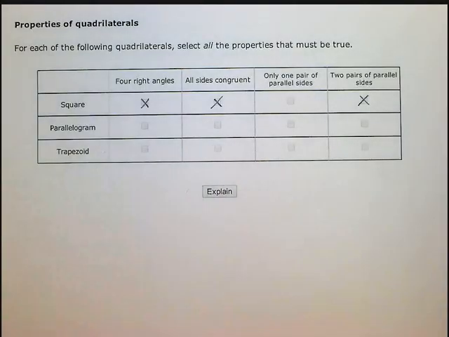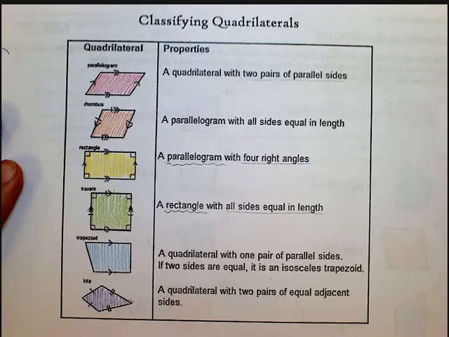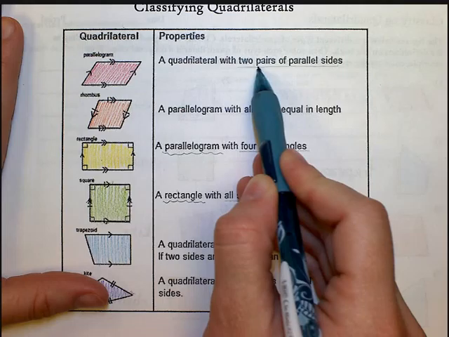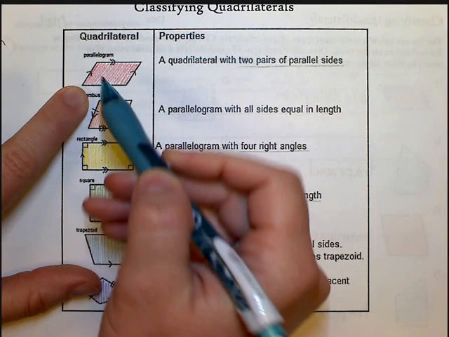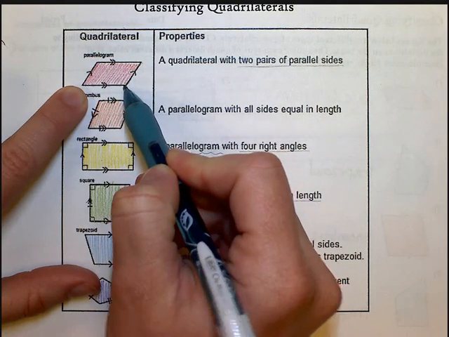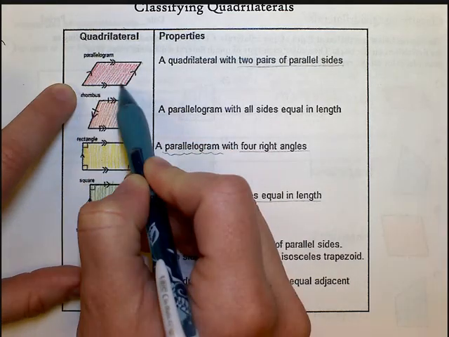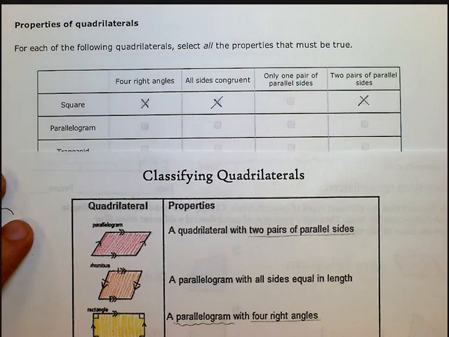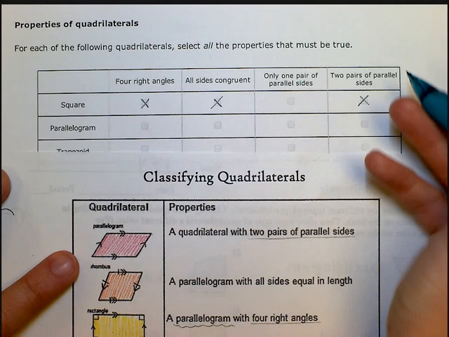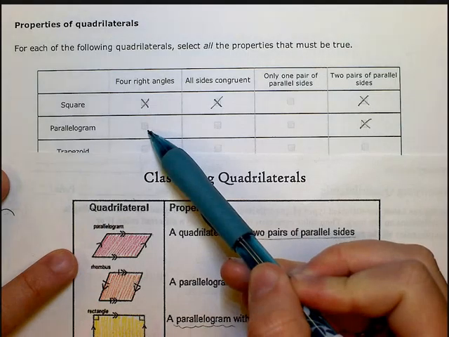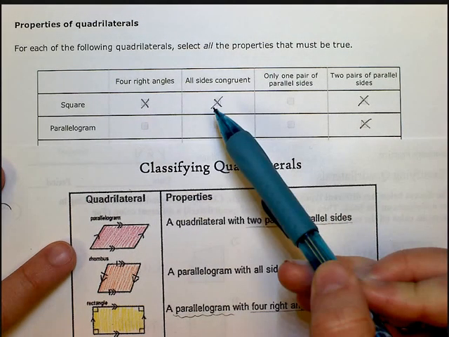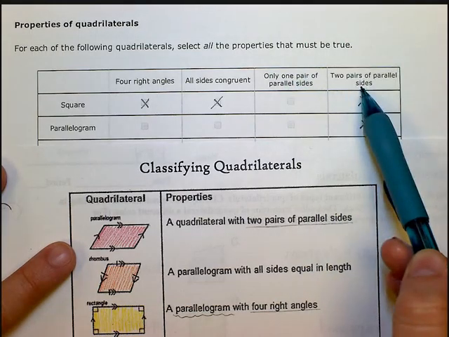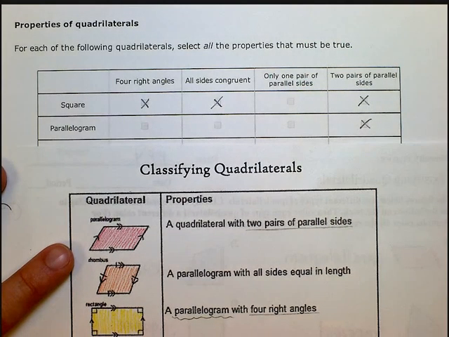Next one, parallelogram. So we go back to our notes. A parallelogram is a quadrilateral with two pairs of parallel sides. Here we see that. This side is parallel to this side because of the single arrows, and this side is parallel to this side because of the double arrows. So a parallelogram has two pairs of parallel sides. Does it have to have right angles? No. Do all the sides have to be congruent? No. And obviously if we need two pairs of parallel sides, we can't have one. So that's the only option for parallelogram.